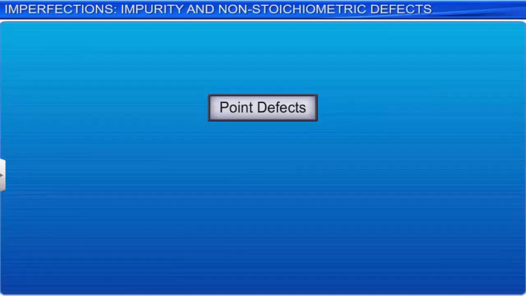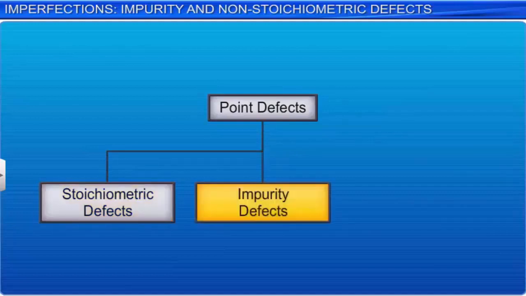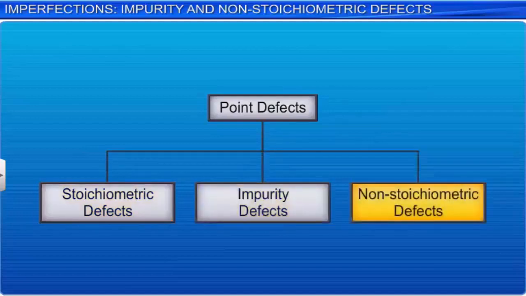You are already aware that point defects are of three types, namely stoichiometric defects, impurity defects, and non-stoichiometric defects. In the previous module, you studied stoichiometric defects. You will learn about the other two defects in this module. Let's start with impurity defects.